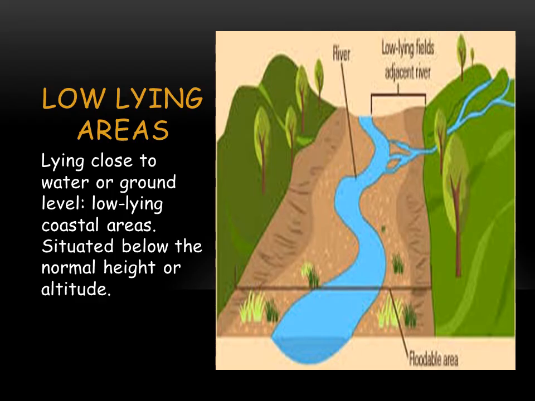The fifth one is the low-lying areas. These are the areas having little or no elevation above a surface or a level, especially the ground level or the sea level. They are lying close to water or ground level. The low-lying areas are, we can say, the low-lying coastal areas situated below the normal height or altitude.